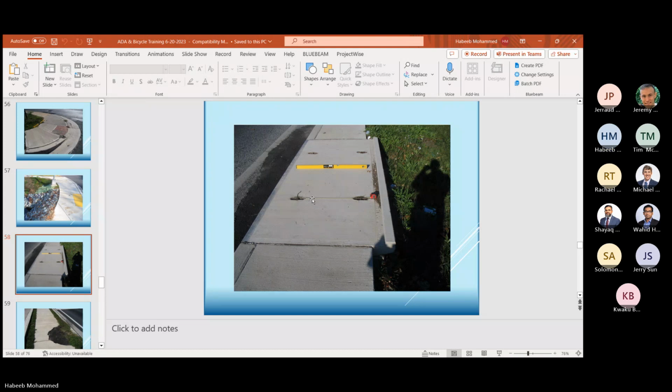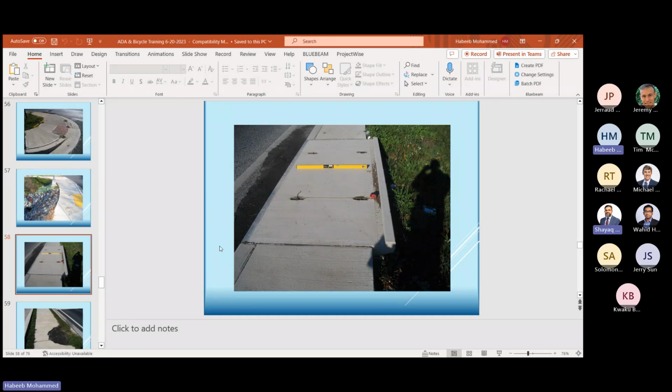Is that based on the client? Because I've done a Montgomery County job where they. No, it is in the ADA manual. You can read it. In the ADA manual, it's clearly mentioned. If it is new construction, it is 1% tolerance. Okay.